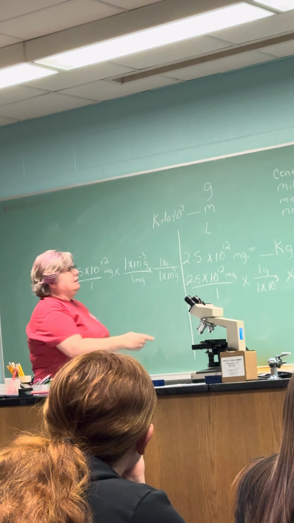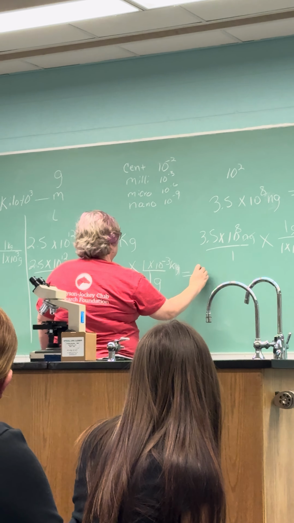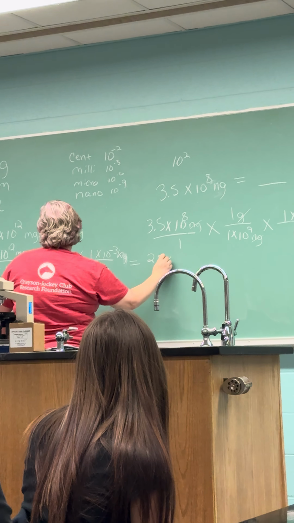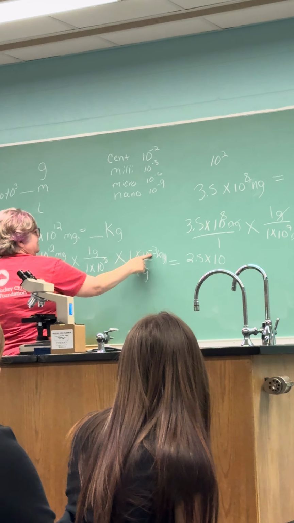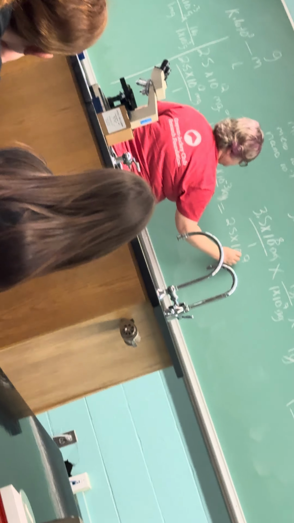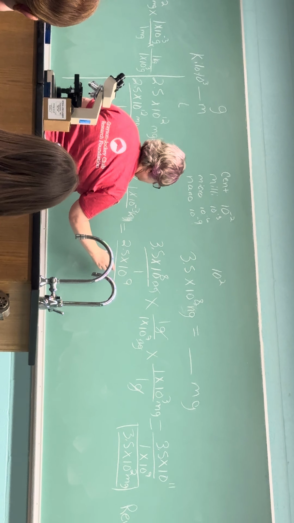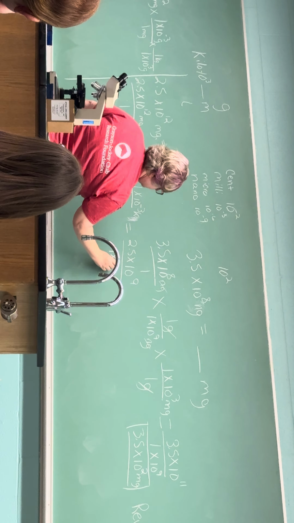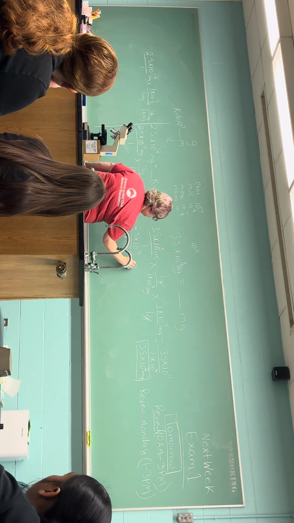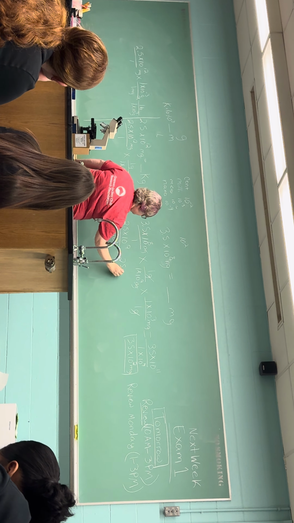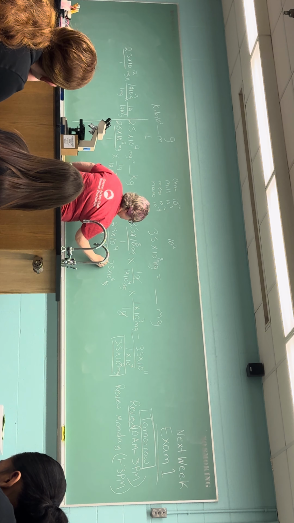Making it the 1. So now just to break this down and do the math for it, the numerator would be 2.5 times 10, 12 minus 3 gives you 9. And the denominator would be 1 times 10 cubed. So 9 minus 3 would be 6. So it'd be 2.5 times 10 to the 6 kilograms.